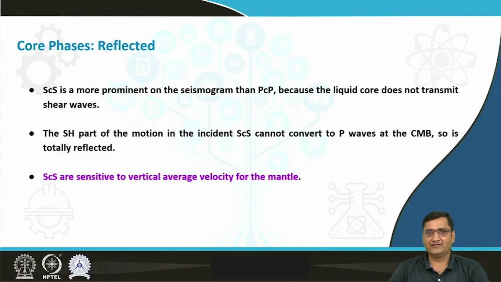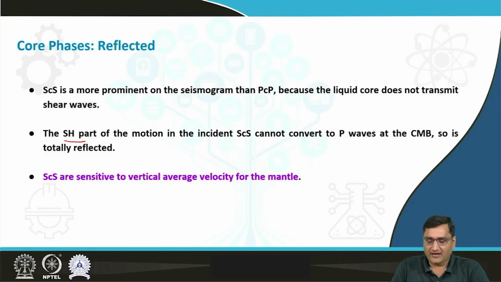But on the other hand, if we talk about the SH wave part of the ScS phase motion, or S wave, then this part basically does not convert to the P wave in the outer core. When it travels down towards the core-mantle boundary, it is basically totally reflected, because no part of the ScS phase gets transmitted into the outer core. So a major part of its energy gets reflected, so it is clearer or more prominent on the seismogram.